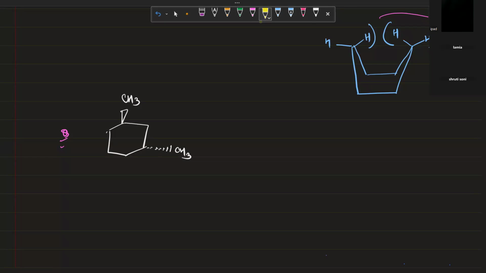Do you want me to do it myself? Yeah. Do I need to make a chair conformation for this one? I don't think so, no. Good. So we can identify directly from the given structure, in the cyclohexane form.